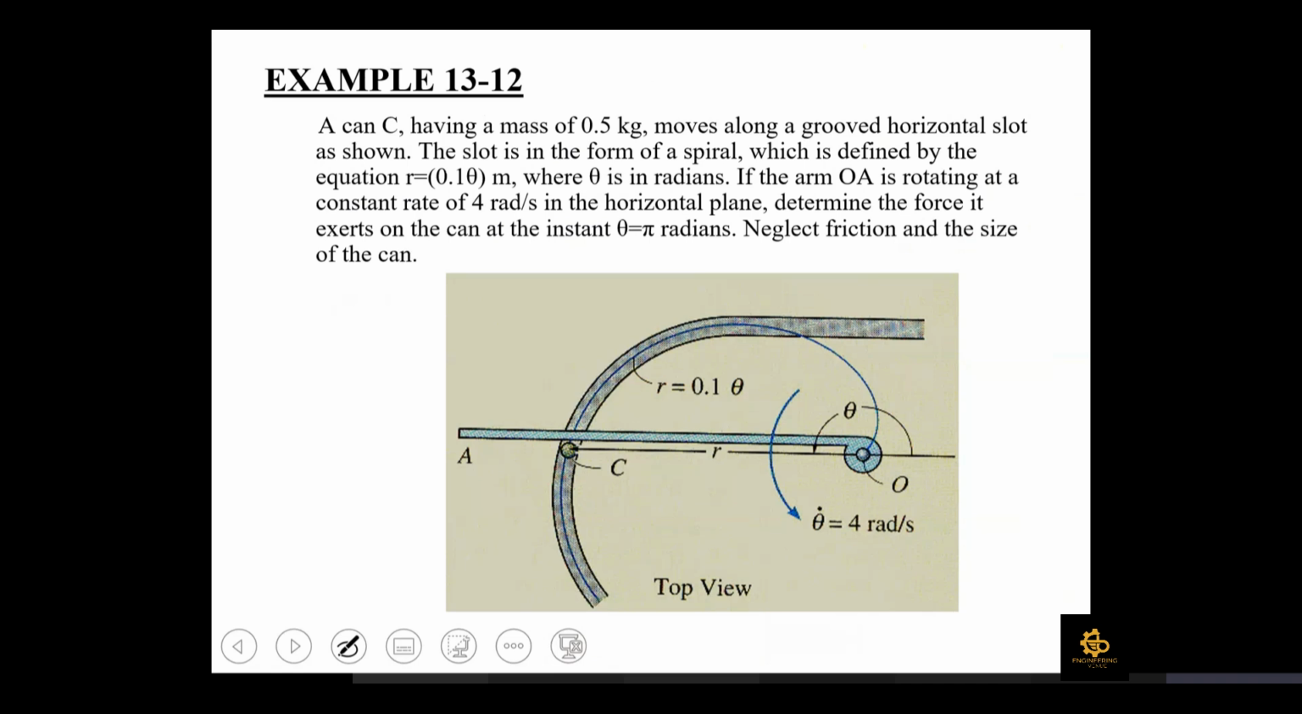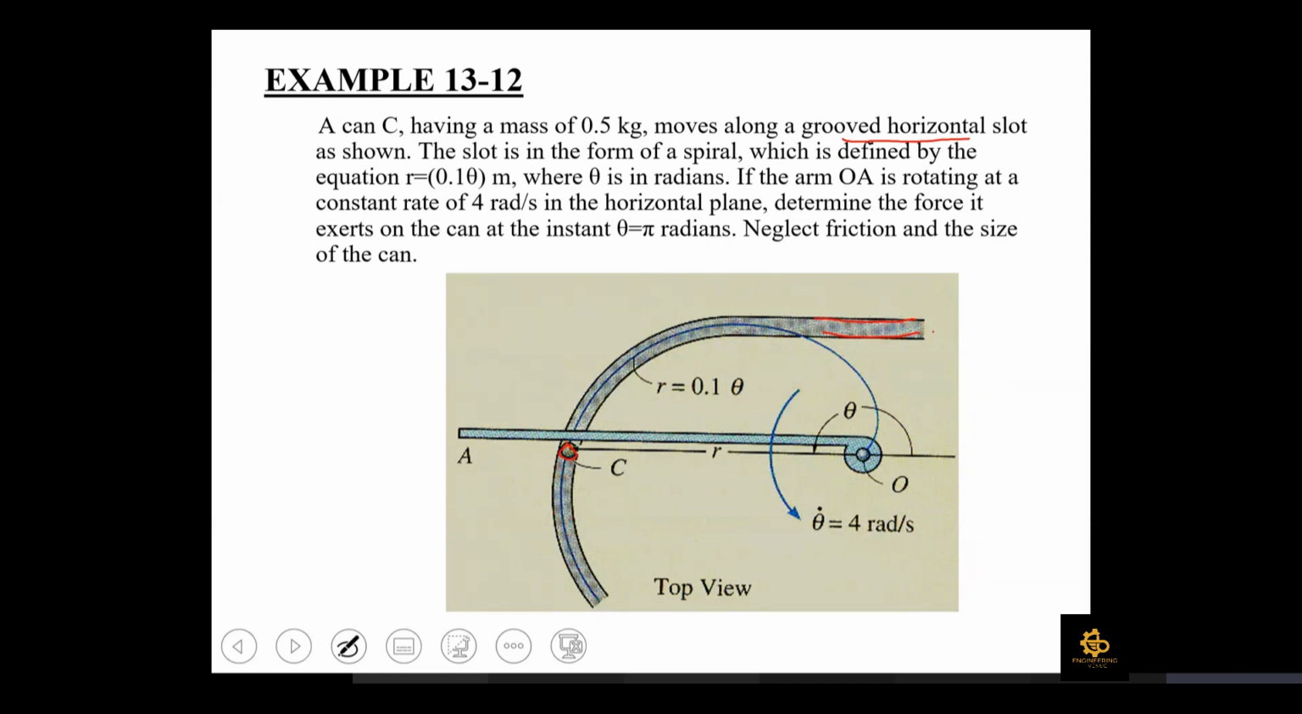Okay, starting with the first example of today's lecture, which is example 13-12. In this case, you have a can, which is basically this can C as shown to you. So this is the can which we are talking about. This can has a mass of 0.5 kg and it moves along a grooved horizontal slot. So again, the slot is horizontal, in which this can is moving.